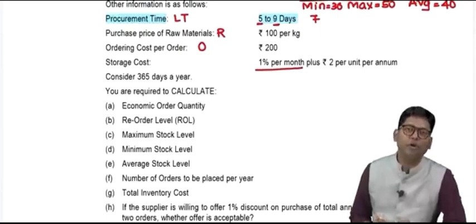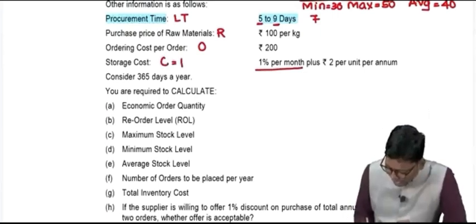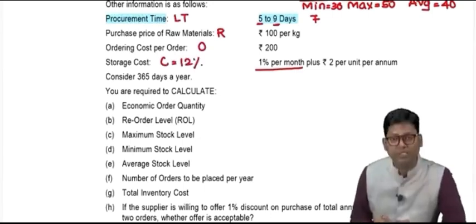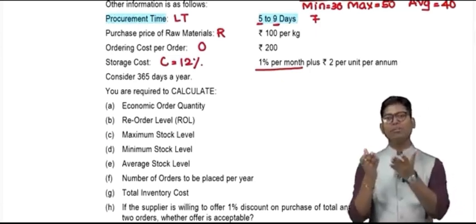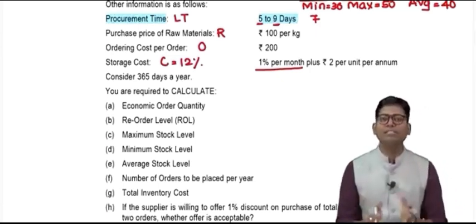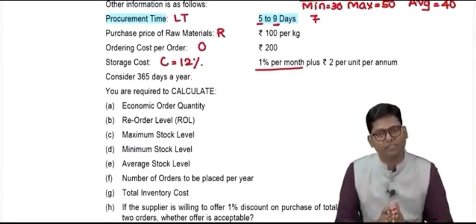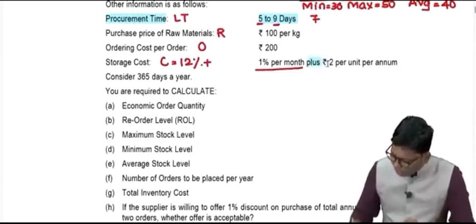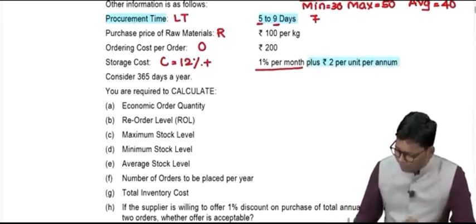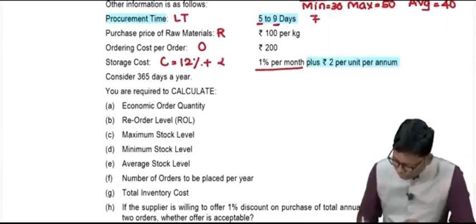So if you want to calculate your carrying cost on an annual basis, your annual carrying cost would be 12%. How did you convert that 1% into 12%? Because it is given on a monthly basis and in 1 year 12 months are there. So for the entire year, 12% is your carrying cost proportion. In addition to this, the question itself says it includes plus 2 rupees per unit per annum, meaning whatever 12% amount you calculate, you should add 2 to it.